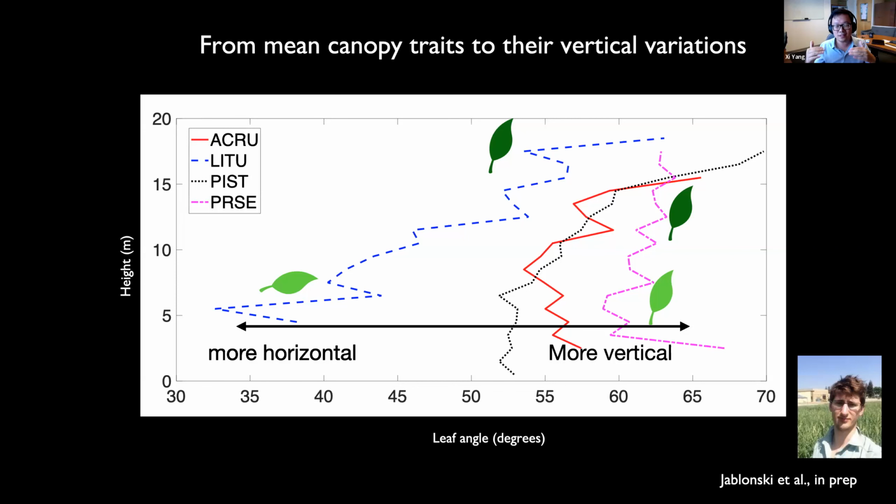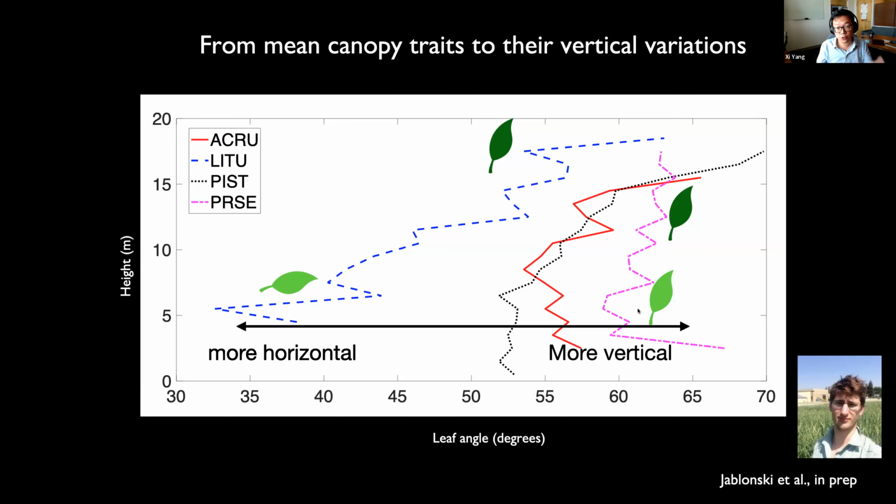It also shows the diverse range of vertical leaf angle distribution from different species, right? So some species like tulip poplar take a more steep leaf angle strategy from top to bottom, whereas some other species don't do that.